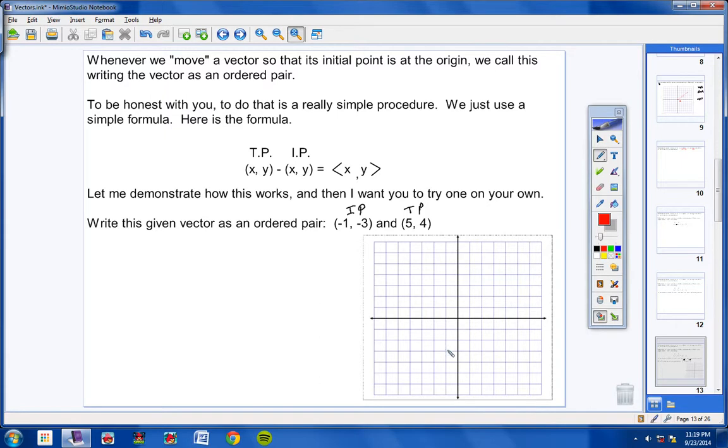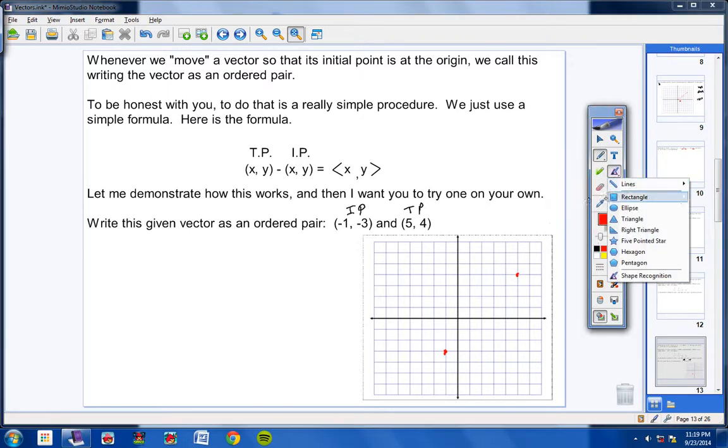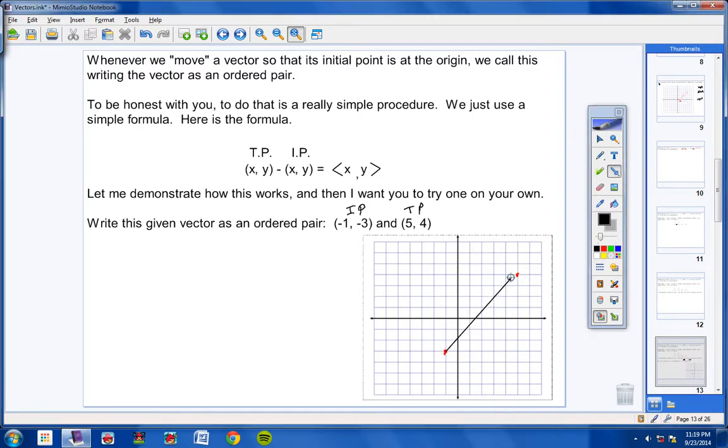So here we go. -1, -3, and then over 5, 1, 2, 3, 4, 5, up 4, 1, 2, 3, 4. There we go. So here's my vector. For the third or fourth time, you don't have to do this. I'm just doing this so that you can see what I'm doing. There's my vector right there.